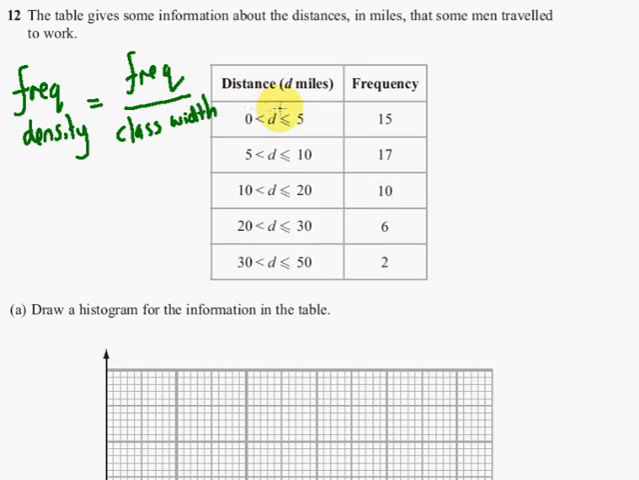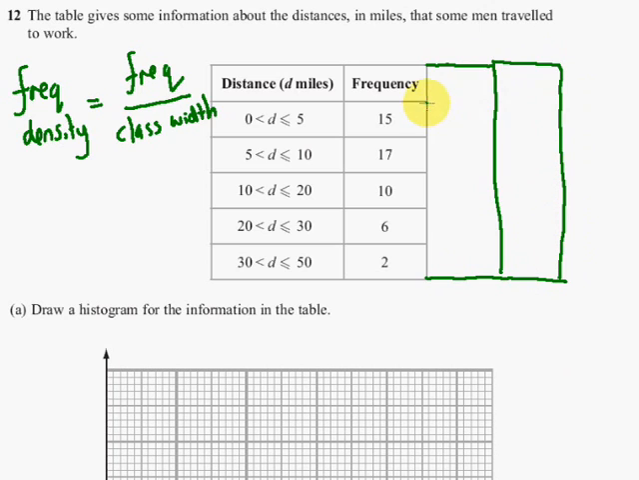Okay, class width is the width of this. So we're going to have to work out the class width first of all. So we're going to need 2 more columns. I'll try and draw those in. Let's work out our frequency density and our class width.